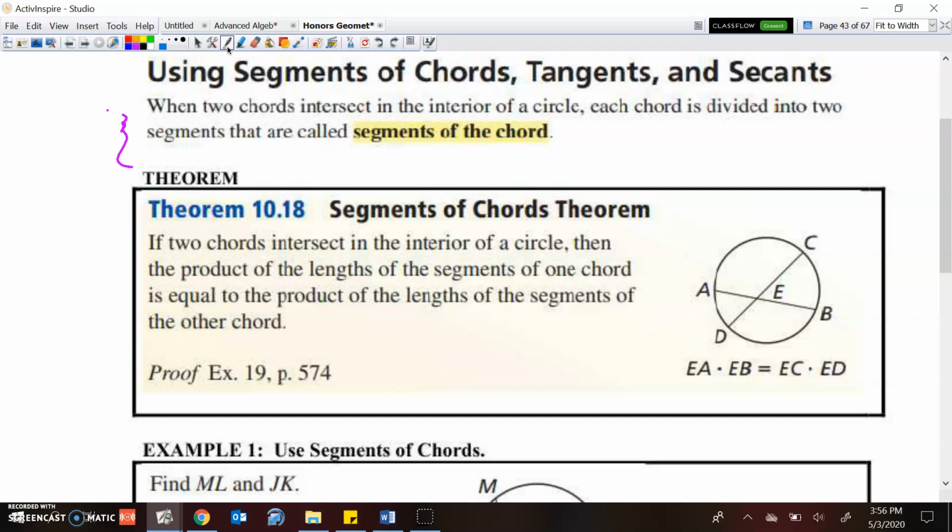All right, let's talk about the theorem. If 2 chords intersect in the interior of a circle, then the product of the lengths of the segments of one chord is equal to the product of the lengths of the segments of the other chord. So if we look at chord AB, AE is one segment and EB is another. If I multiply those 2 lengths together, they're going to equal DE times EC.